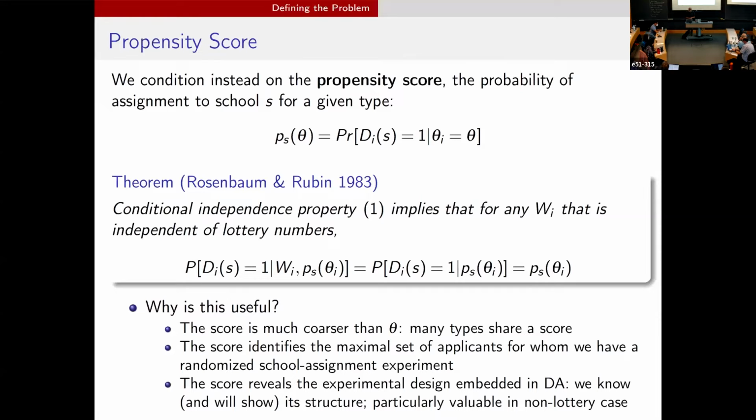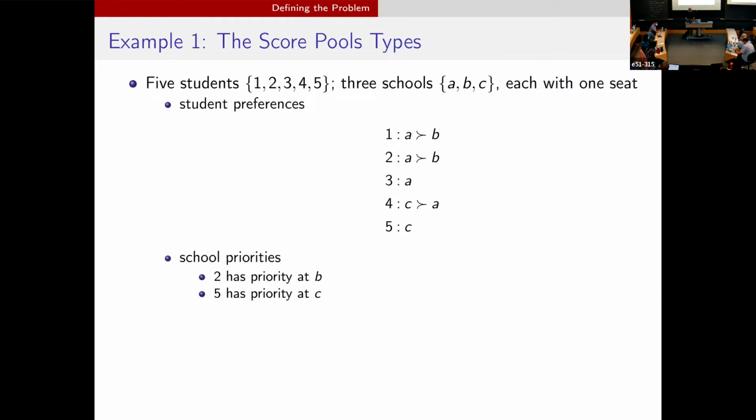Okay. And then finally, the score is going to tell us something about the experimental design that's inside of deferred acceptance. Okay, that's going to teach us a little bit about where random assignment is coming from. Okay, well, I think we'll see the real dividend of knowing the actual formula. That's where I'm headed. Appears in the non-lottery, the RD case. Okay, great. So let's now illustrate some of these ideas in a couple of examples.